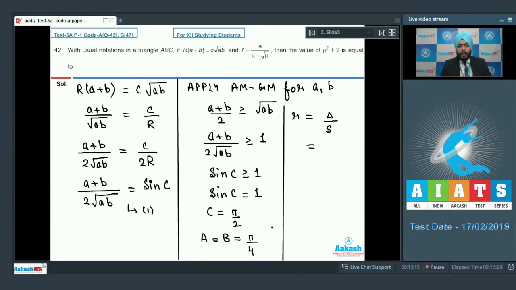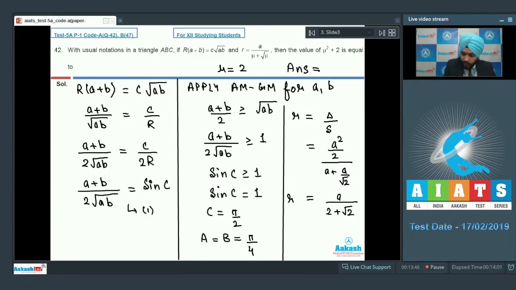Delta will be 1 by 2 into a into a, so a square by 2. And s will be (a + root 2 a)/2 plus a, so this will be a plus a by root 2. So that will give you a upon 2 plus root 2 as the final answer. We can easily see that the value of mu is 2. The answer of this question, that is mu square plus 2, will be equal to 6. Okay, so this is the answer.